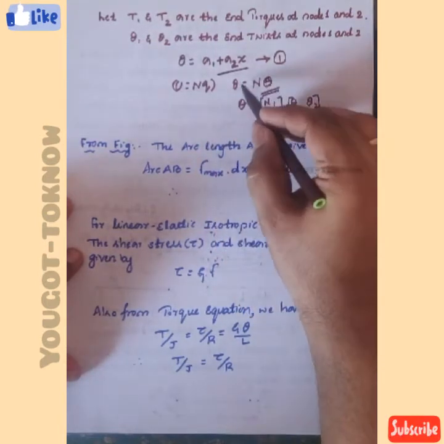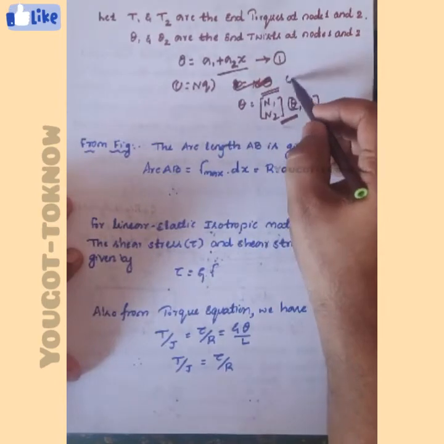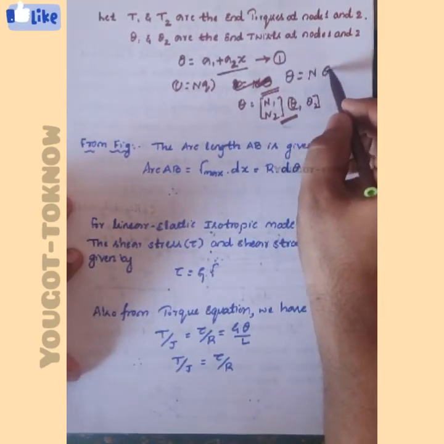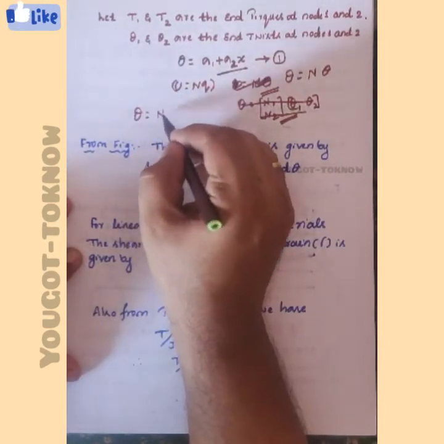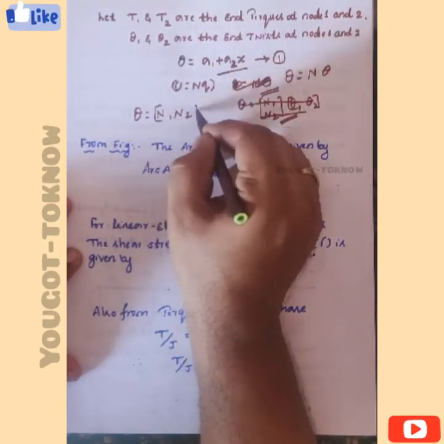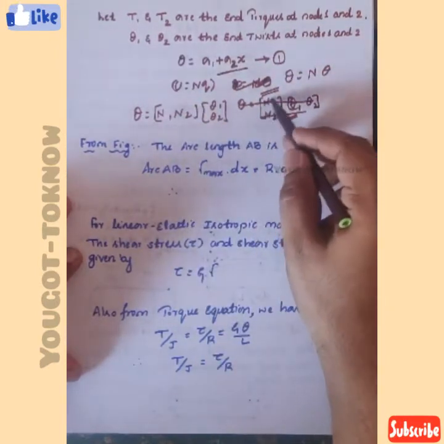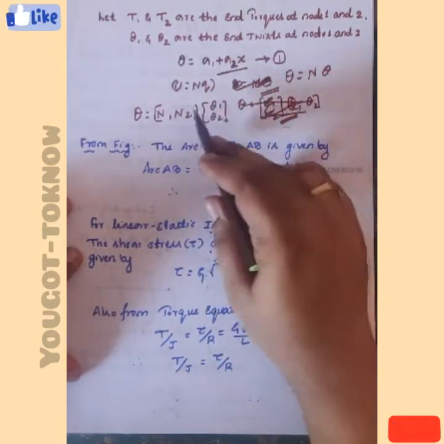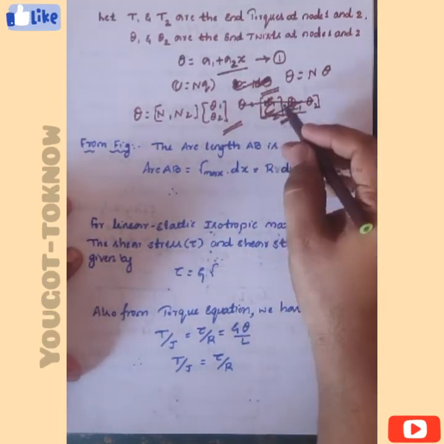In the next step, theta equals N times theta. This will be written as theta equals N1 N2 into theta 1 theta 2. The global displacement u will be written as N q, that is, N1 q1 plus N2 q2. Like this you can write it: N1 N2 into theta 1 theta 2.